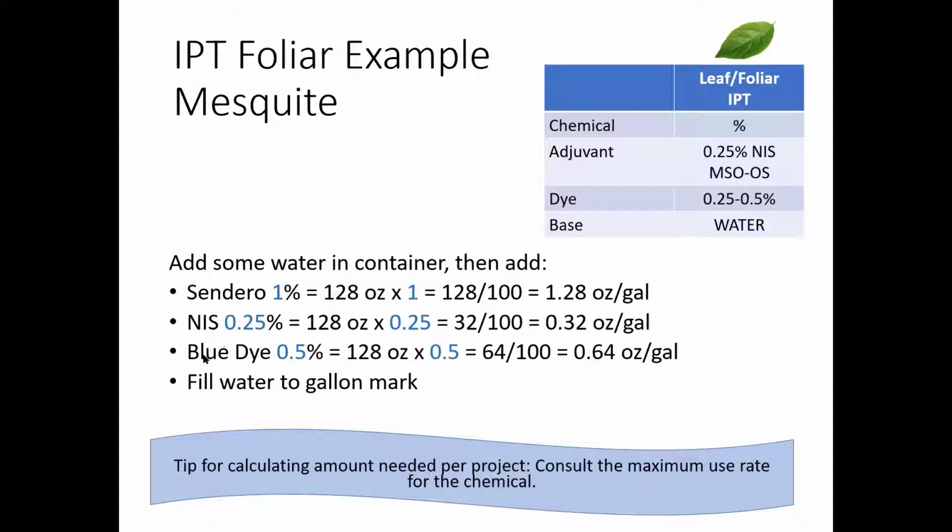For your adjuvant, you have 0.25% out of 128 ounces. Multiply that by 0.25 and you get 32. And then once again, you divide by 100 and you get 0.32 ounces per gallon. Your blue dye, you have 0.5%, 128 ounces times 0.5% is 64. Then you divide by 100 because it's a percent, and you get 0.64 ounces per gallon. And then you fill your water to the gallon mark.